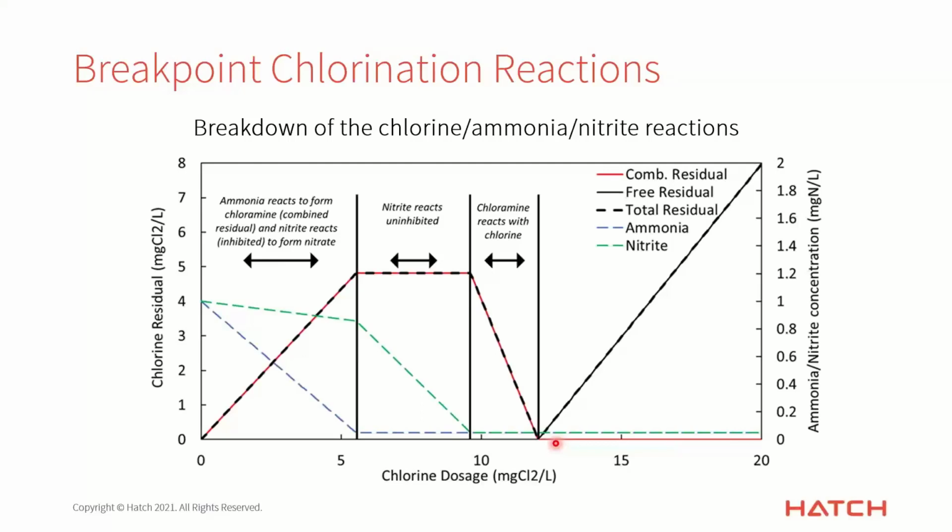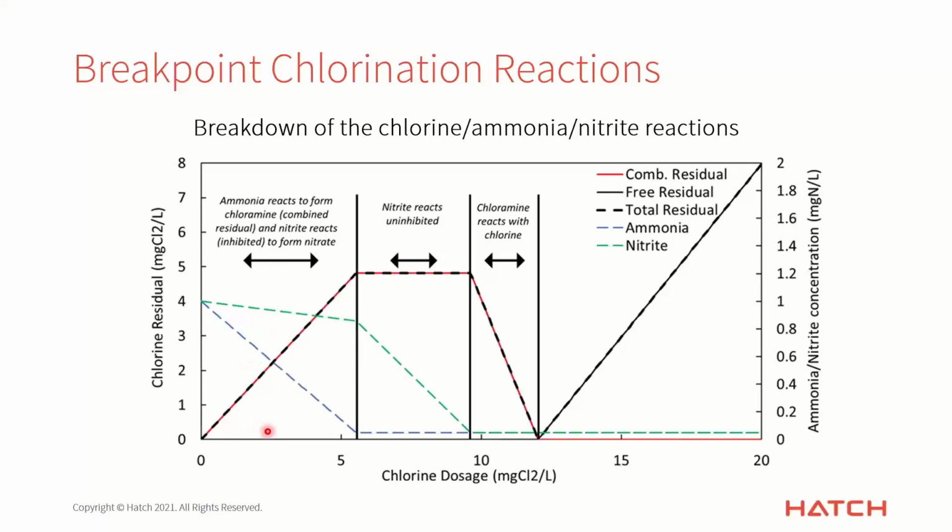So I'll just go through this figure now as I went through the last one. Here, same as before, we have the chlorine residual on the y-axis. On the x-axis, we now have the chlorine dosage. And then on the secondary y-axis, we have the ammonia and nitrite concentrations in milligrams of nitrogen per liter. I should mention that in doing the analysis for this figure, we assumed that there's 1 milligram per liter of ammonia and 1 milligram per liter of nitrite coming into the chlorination basin. You can see they're both at 1 here when the chlorine concentration is 0.